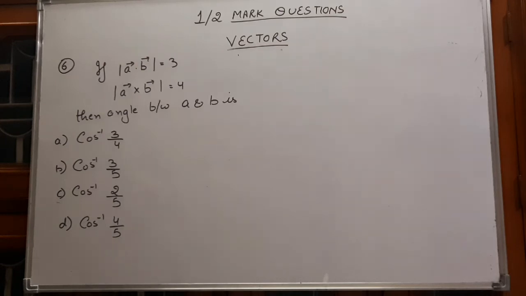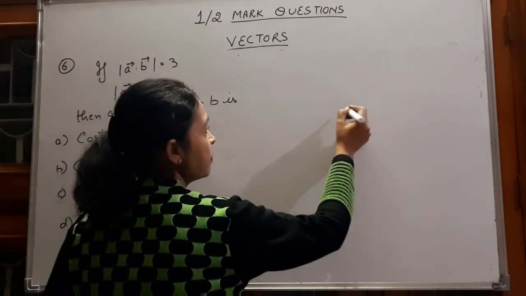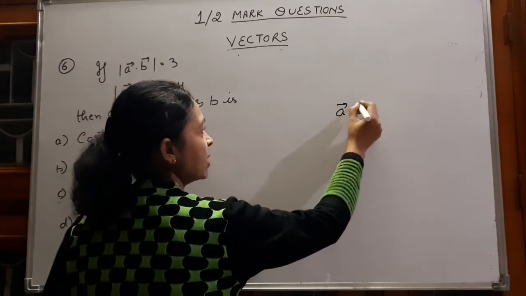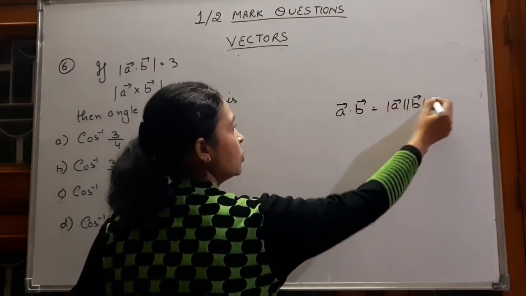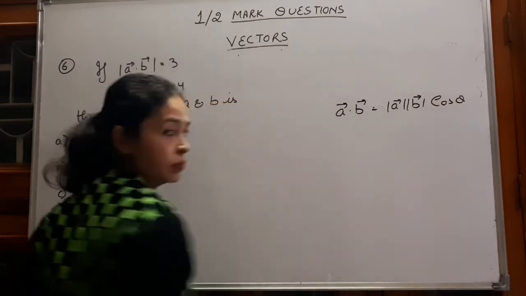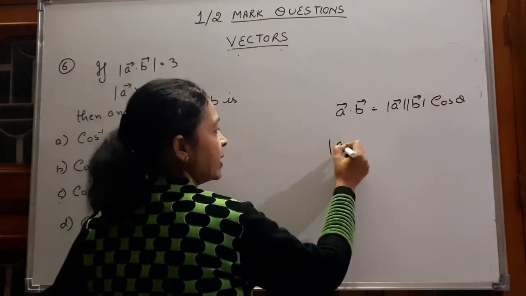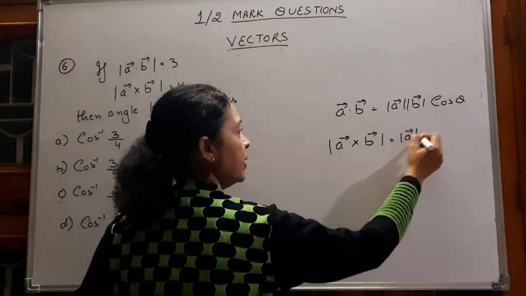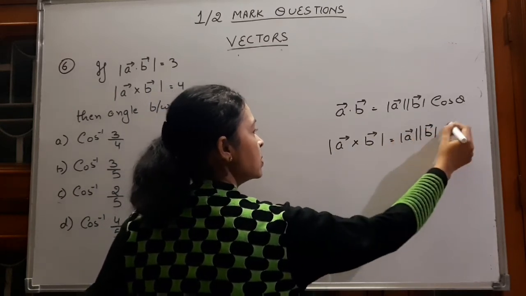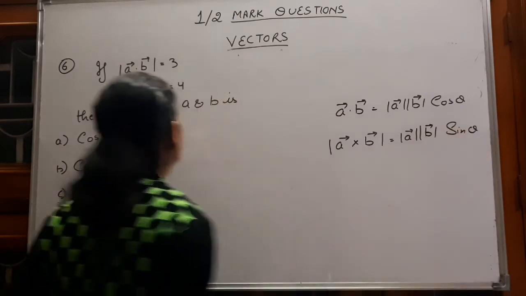If magnitude of vector A dot vector B is given 3 and magnitude of vector A cross vector B is given 4, we have to find the angle between vector A and vector B. We have vector A dot vector B equals to magnitude of vector A into magnitude of vector B into cos theta, and vector A cross vector B magnitude is magnitude of A into magnitude of B into sin theta.